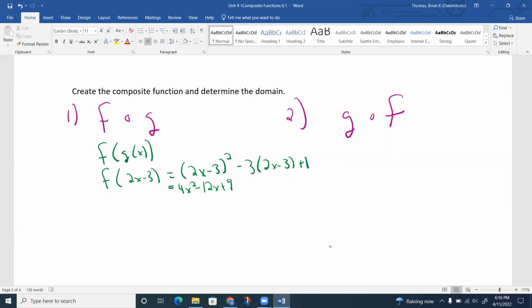So the next thing is I have to multiply the -3 through the parentheses. So -3 times 2x is going to be -6x. And -3 times -3 is going to be a +9. And then the +1 comes on down.